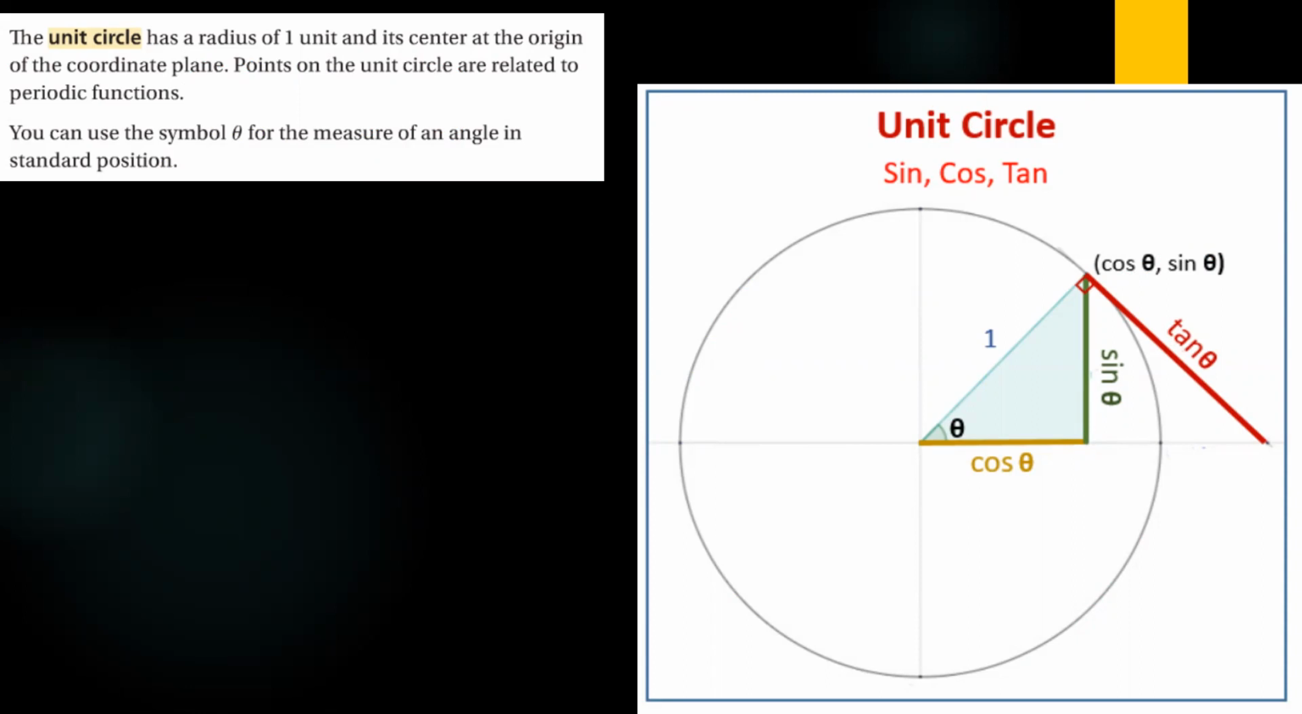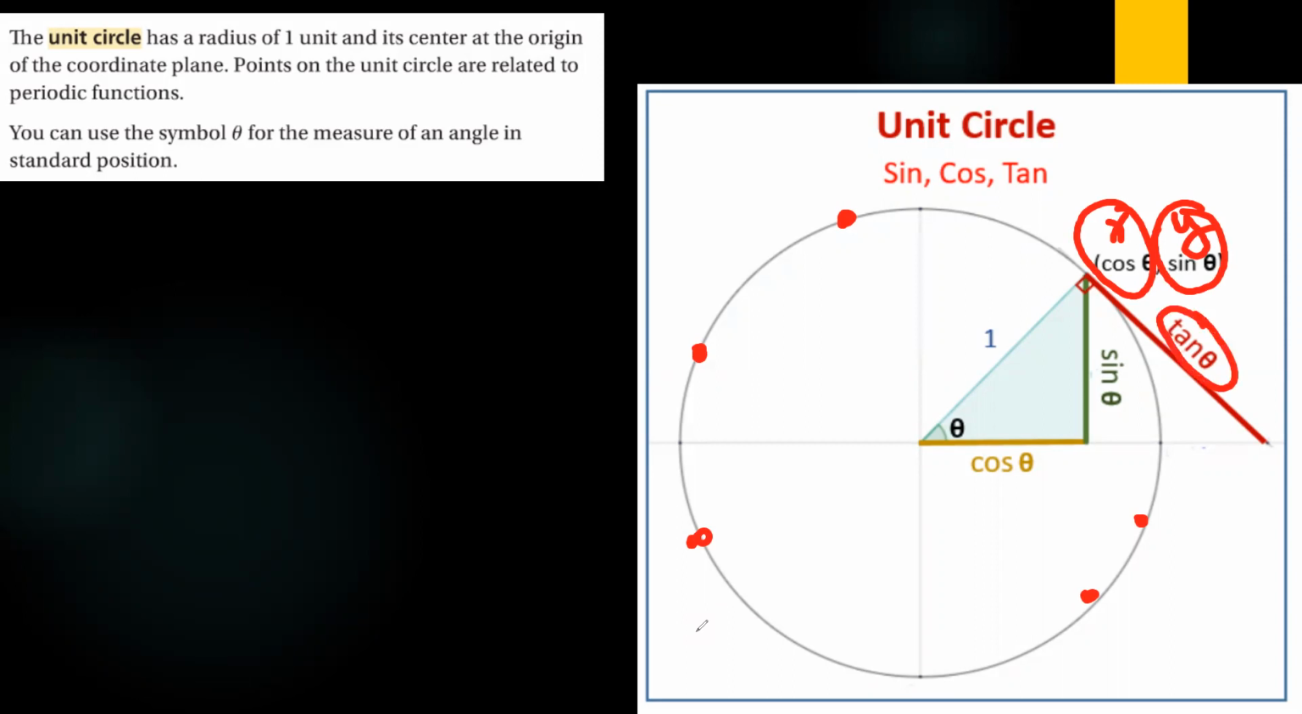Now, points on the circumference of the circle are related to the periodic functions. What are the periodic functions? Sine, cosine, and tan. So the coordinates at each point of the circumference have to be x and y. X is the cosine and y is the sine. And as I told you before, since we talk in geometry, the line that touches the point at the circumference of the circle would be the tangent, which we name tan theta.